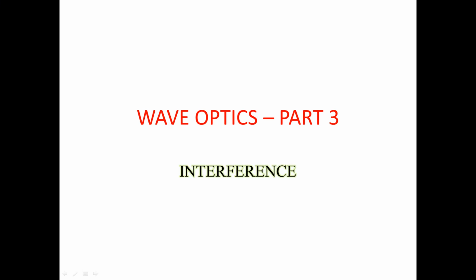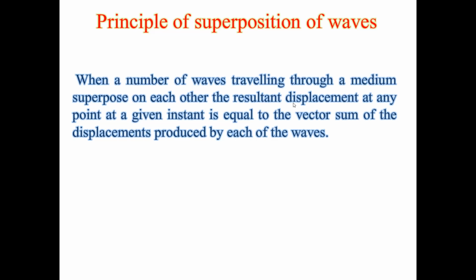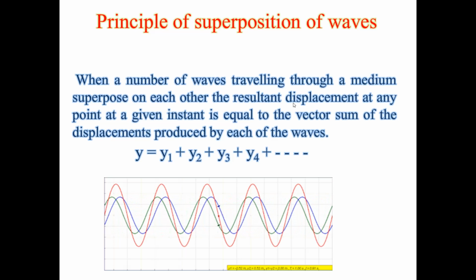In this class, let us learn interference. Interference is based on the principle of superposition of waves. According to the principle, when a number of waves traveling through a medium superpose each other, the resultant displacement at any point is the vector sum of the individual displacements. If y1, y2, y3, etc. are the individual displacements, then the resultant displacement y is equal to y1 plus y2 plus y3 plus etc.